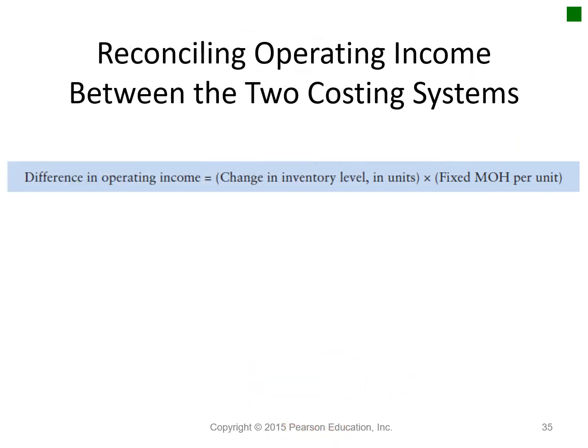Now, when you get to reconciling any differences between the two types of costing, it's also going to be whatever your inventory level is, multiplied by, the key here, the fixed overhead per unit, which will always be the difference in the incomes.